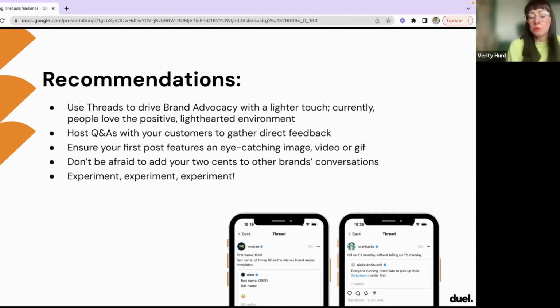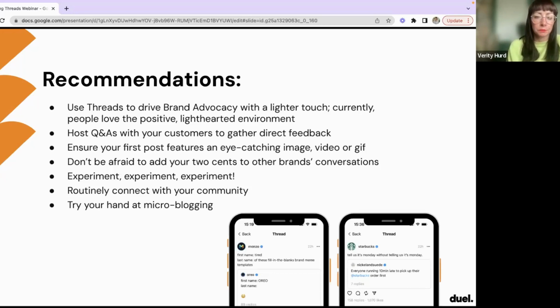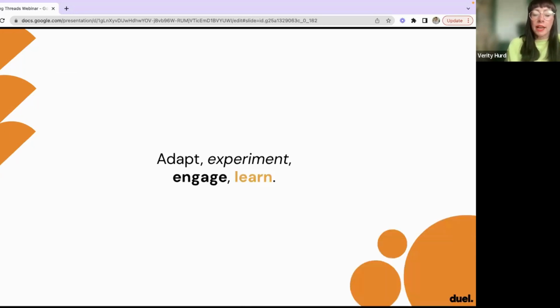And as we've been saying, it's definitely about experimenting, and don't be afraid to add your thoughts into other brands' conversations. And this is obviously a really great way to connect with your community. So just make sure that you have those engagement workflows set up and coming back in to connect with your community where possible. And as with all social media platforms, something that we like to say: adapt, experiment, engage, and learn.